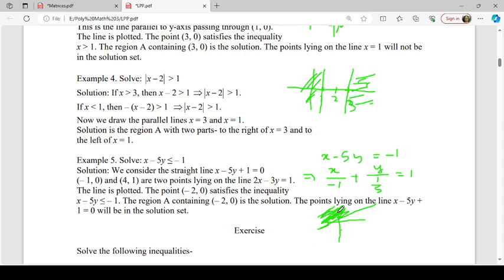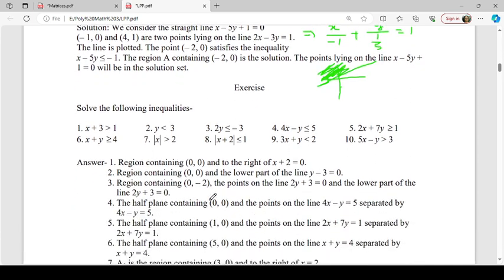Suppose you are considering the point 0 1. Then this is 0, this is 1, it will be minus 5. So minus 5 is less than minus 1. So 0 1 is a point, or minus 2 0 is also a solution. Minus 2 0 lies to this side. So this is the region satisfying the inequality. This is the way to find this.